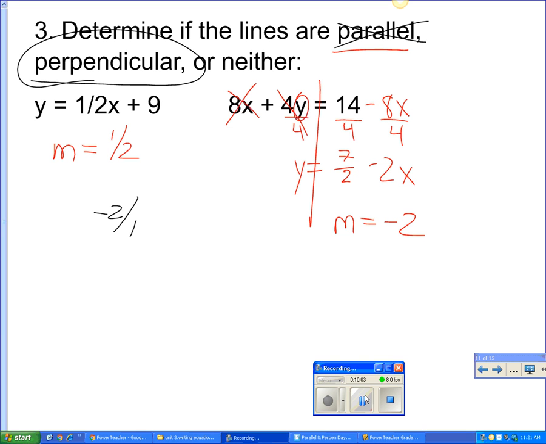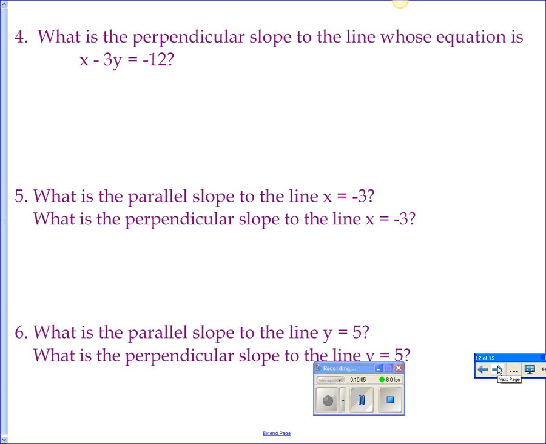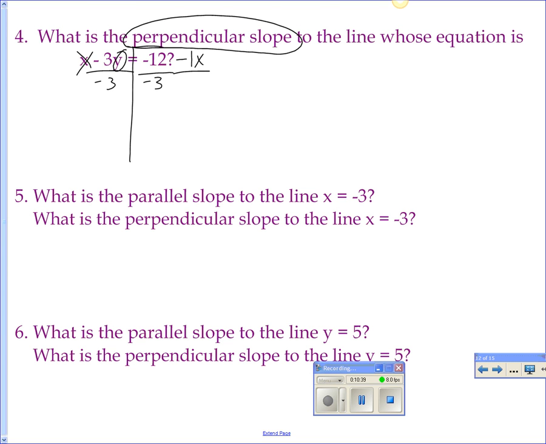All right. Number 4, what is the perpendicular slope to the line whose equation is x minus 3y equals negative 12? Allison, what should I circle in that question? Very good. Perpendicular slope. Mary, what do I have to do first when I see something like this? X minus 3y equals negative 12. I have to solve it. Every time, guys, you need to solve it. So, Mary, how do you solve that? What do you do? Okay. Zach, what will you get for your y equals?